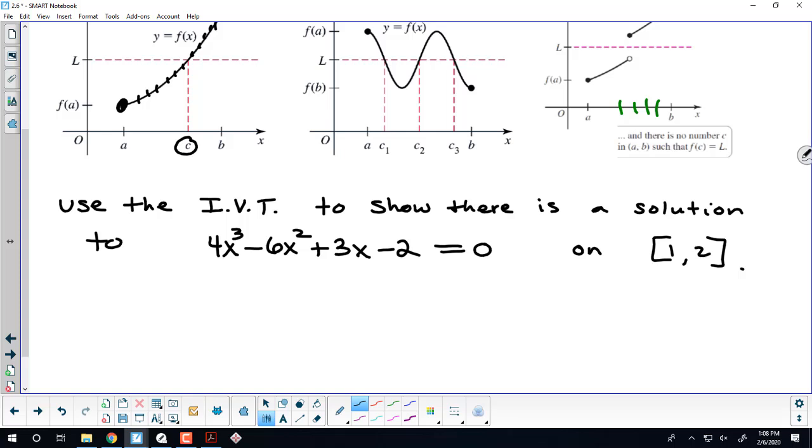Okay. So what we're dealing with is, with respect to the theorem, we can view this right here as our function. We can view 0 as the number L. And then our interval here, of course, this is our A and our B.